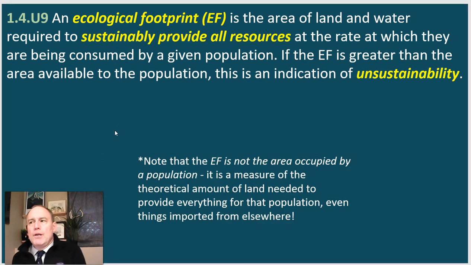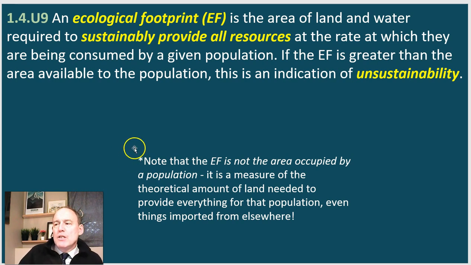So an ecological footprint is the area of land and water required to sustainably provide all resources at the rate at which they're being consumed by a given population. If the environmental footprint is greater than the area available to the population, that's an indication of unsustainability, and we can calculate the ecological footprint for individual countries as well as the human race as a whole.